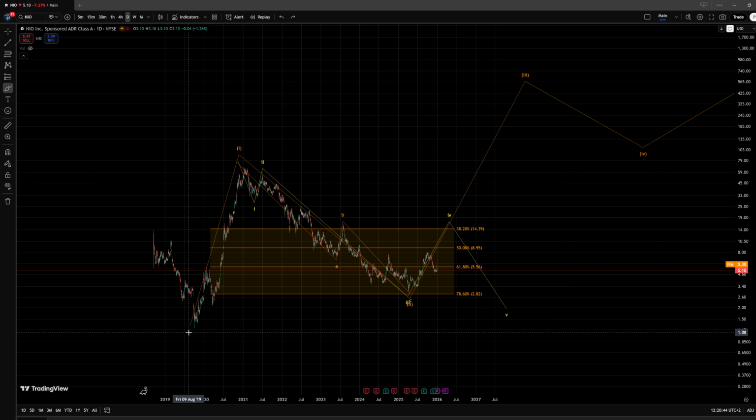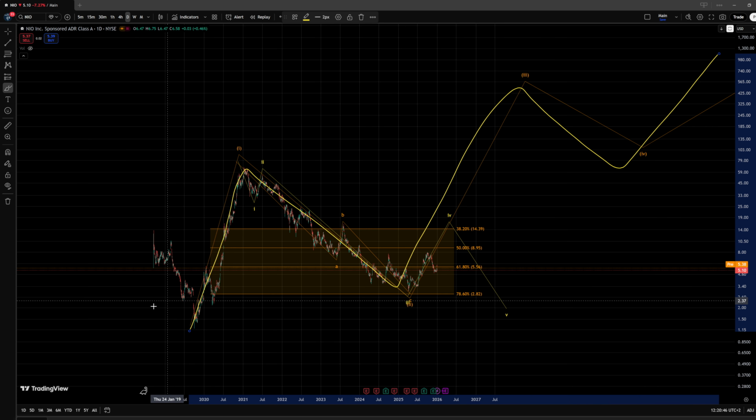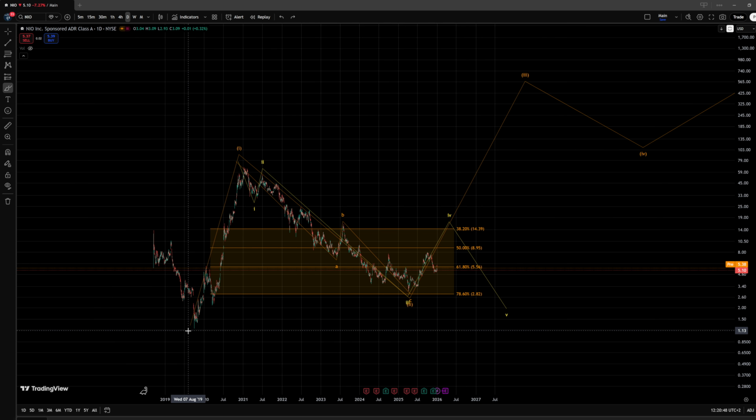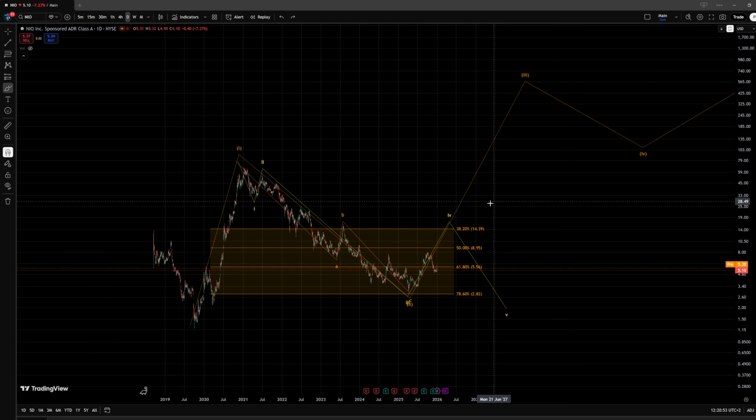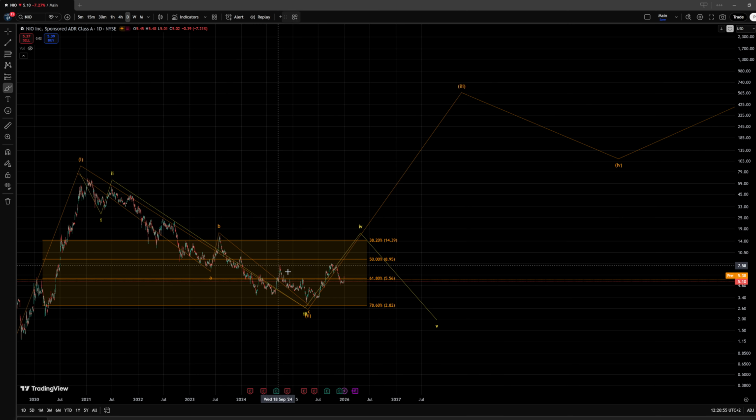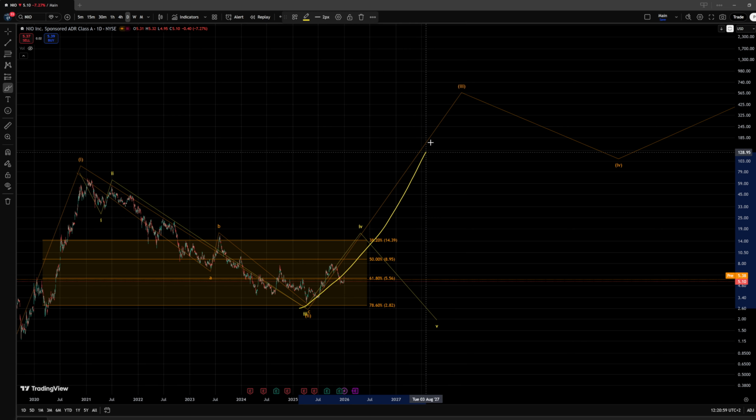Now, this can work as a 1, 2, 3, 4, 5 as a larger leading diagonal, but realistically it can also be an ABC movement, and we will be able to determine most likely what type of structure really is going to play out depending on the pattern that unfolds within this next move to the upside.